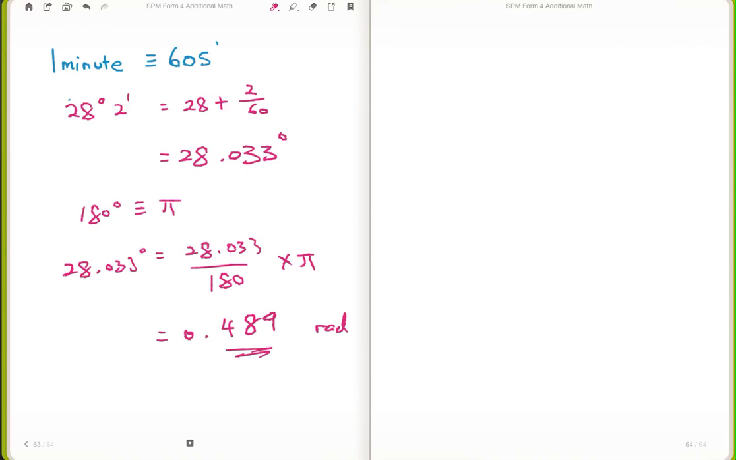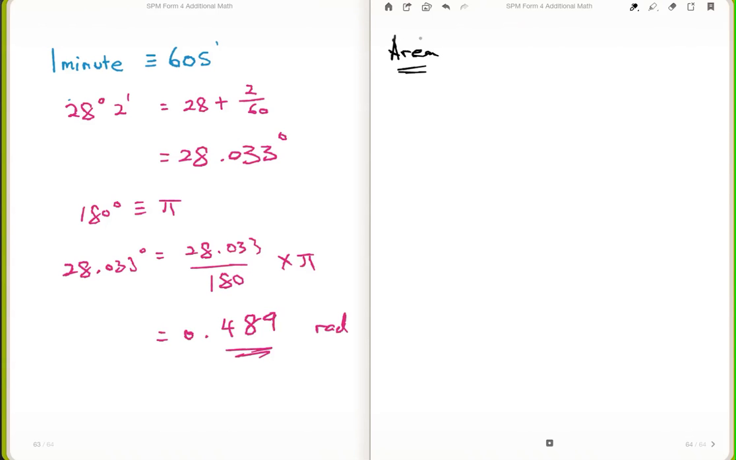The next thing you need to know about is the area. First part is on the panjang lengkok. Next would be the area: luas bulatan, luas sector, luas segment. Oh no, sorry, it's not segment. Segment is called the tembereng, luas tembereng, segment. Area of a circle.